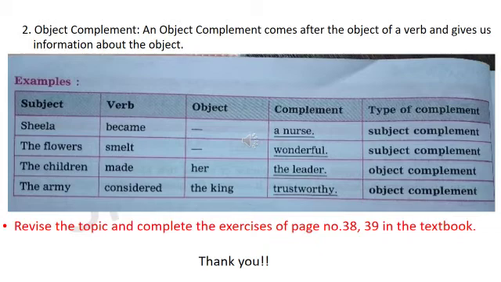The children made her the leader. So this is an object complement. Why? Because an object complement comes after the object of a verb and gives more information about the object. So here object, her, the leader. So the leader is the object complement. The army considered the king trustworthy. So again here it is telling about the object, the king. Trustworthy is the object complement.